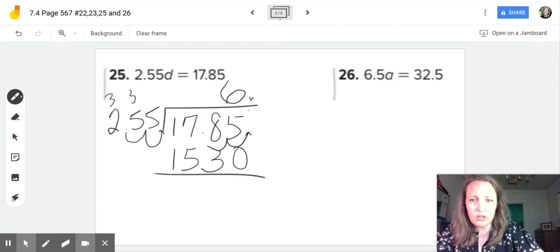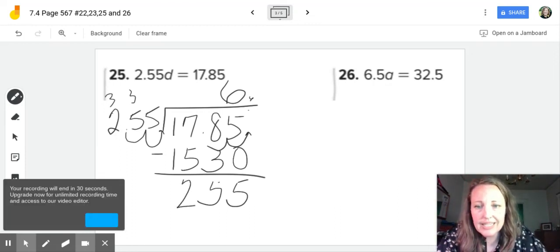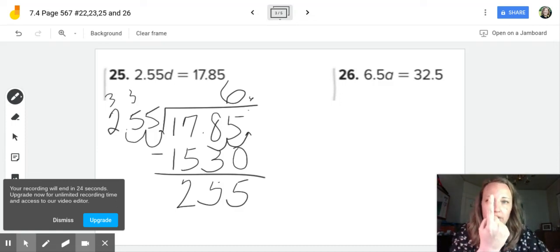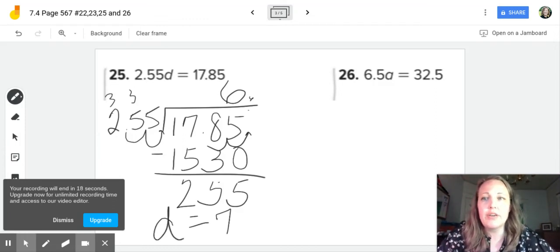It's too small. But let's see how much is left. 8 minus 3 is 5. And do you see what's left? Exactly 255. So I know that I just needed one more. Okay. So D is equal to 7. Okay. All right. Check back with me and we'll do number 26.